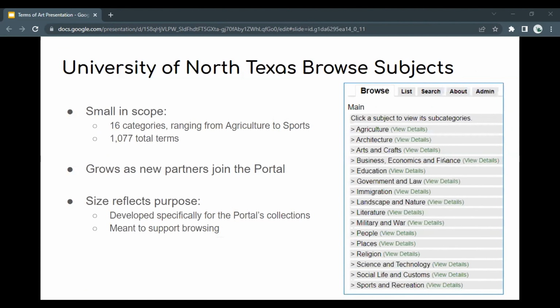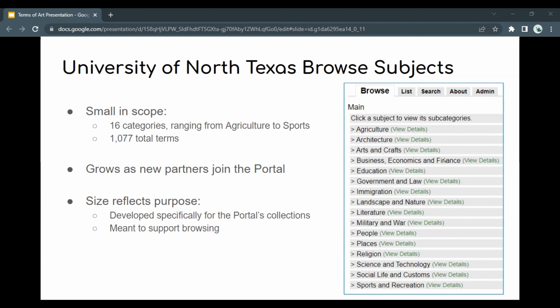Now, as controlled vocabularies go, UNTL-BS is rather small in scope. It contains 16 major categories, which you can see are listed on the right. And these are further subdivided into a total of 1,077 individual subject terms. These terms aim to cover the topics that appear with the most regularity in the portal's collections. The total number of terms has grown steadily as new partners have contributed collections to the portal.